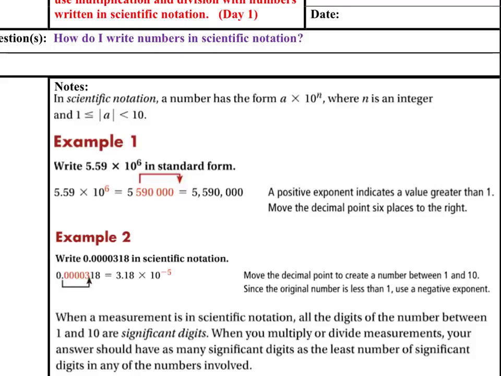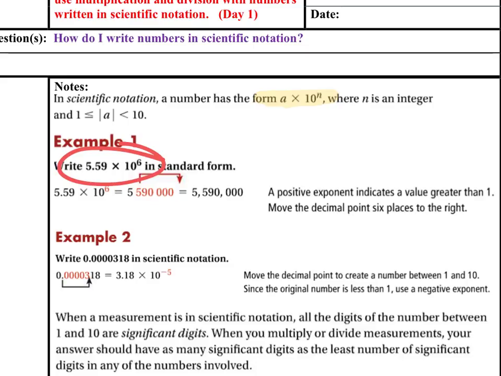Here's what it looks like. You have an example right here: 5.59 times 10 to the 6th. That is in scientific notation. You see the format of scientific notation up here: A times 10 to the n.